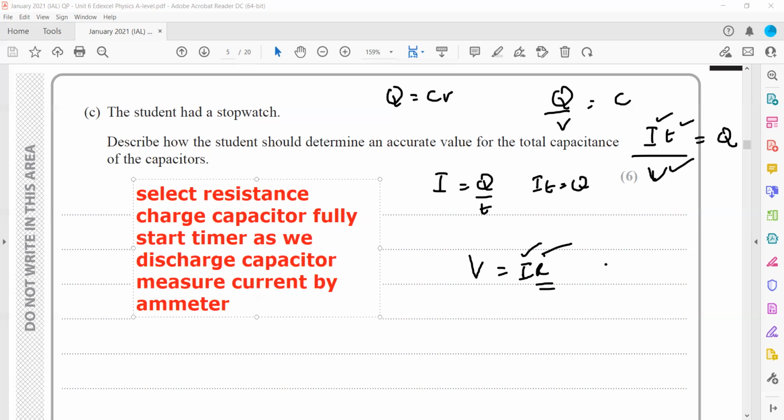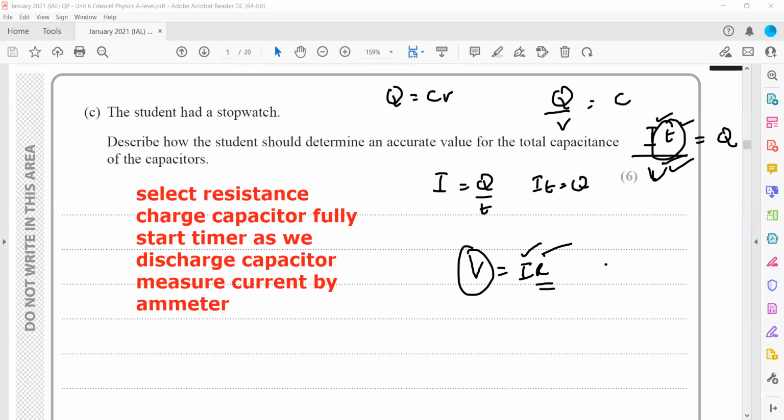And repeat the experiment. So as you can see clearly, to get the capacitance, it is Q divided by V, and Q is I times T, divided by V. And for V, first we determine V by using IR. So we'll get the V. I is the current we already measured, and T is the time for the capacitor to charge or discharge. So using this, we can work out the total capacitance.